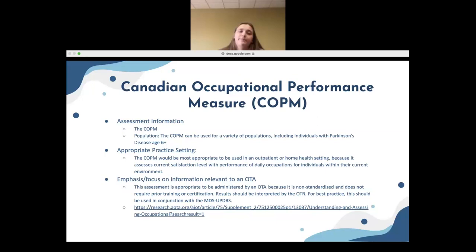The emphasis in relation to OTAs, this assessment is appropriate for OTAs to administer because it is non-standardized and it does not require any prior training or certification to become competent in the material. The results should be interpreted by the OTR you're working with, and for best practice, it should be used in conjunction with the MDS UPDRS that we discussed earlier.